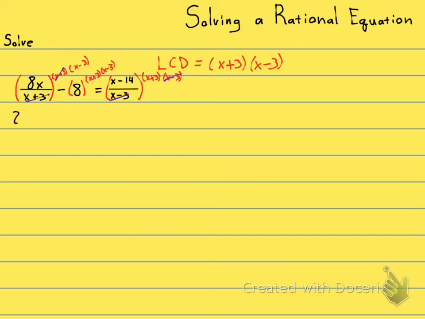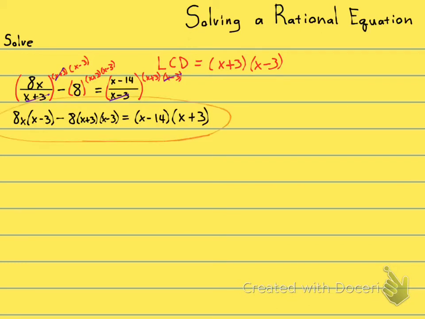In the first term, we have 8x times x minus 3, minus 8 times x plus 3, x minus 3, equals x minus 14, all right, that's a binomial, let's put it in parentheses, times x plus 3. Okay, so we used our LCD, and now we have an equation with no more fractions. Now, I see a lot of multiplying, a lot of distributing here, so let's go ahead and do that. 8x times x is 8x squared. 8x times negative 3 is minus 24x.